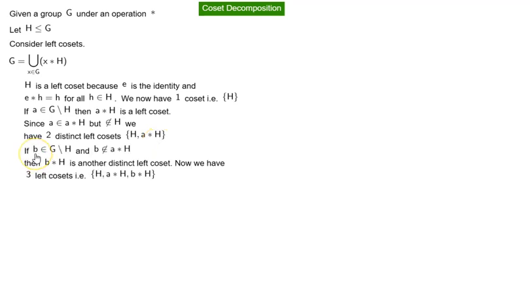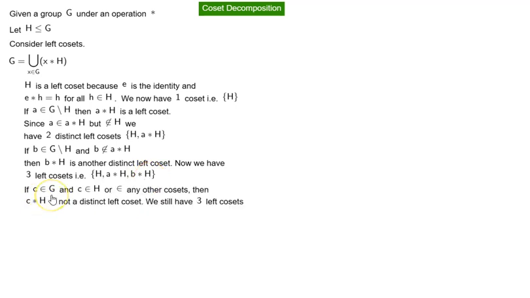Let's take another element which is in G but not in H, and b is also not in the coset a times H. So it is not in either one of these. Then b times H is another distinct left coset. So that now we have three left cosets. That is H, a times H, and b times H.